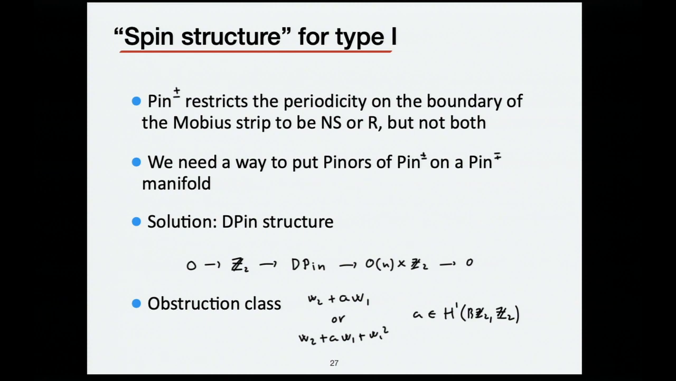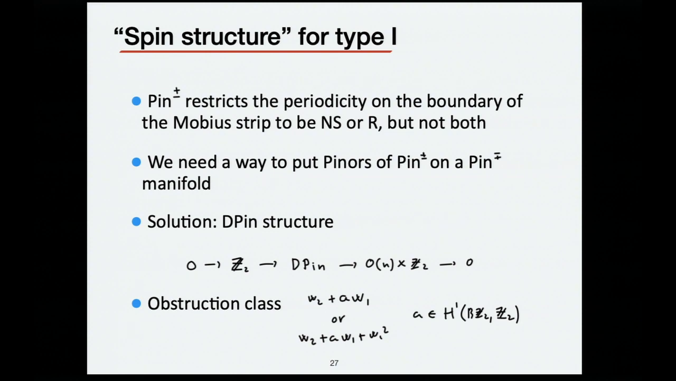Okay, so the solution to this is to put what we call a DPin structure. And essentially, it's a C2 extension of this, where I can think of this as just a usual orthogonal group, and this is the chiral Z2 bundle, or the chiral Z2 symmetry that I was talking about. And there are two ways of thinking. One can also think of this as related to both pin plus and pin minus. So this thing contains both pin plus and pin minus.